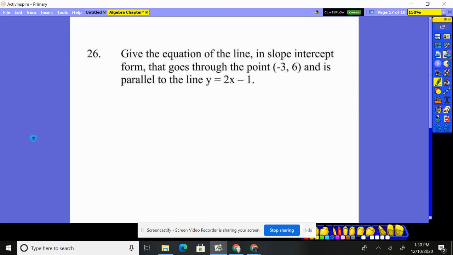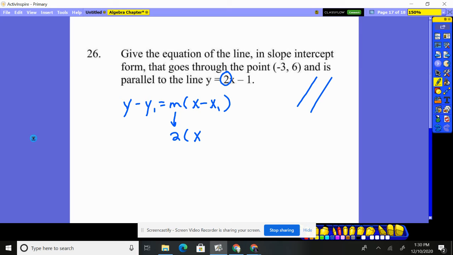Problem 26: Give the equation. y minus y sub 1 equals slope times x minus x sub 1. I need the slope. This guy wants to be parallel to that line. Now, parallel means they're like that. Well, that means they have the same slope. So what is the slope of this line? The slope is 2.